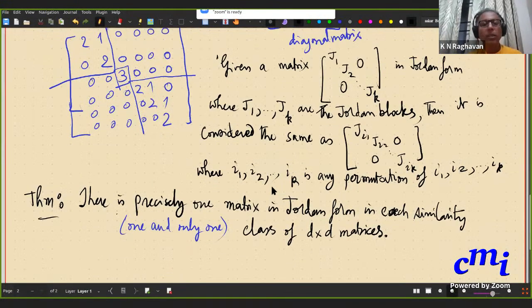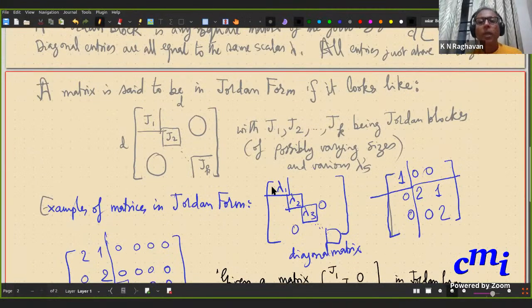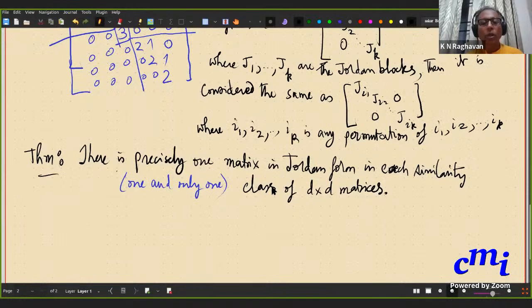The point here is this: I have put this relatively simple condition, namely that the matrix should be in Jordan form. And once I insist that it be in Jordan form, there is precisely one matrix in every similarity class. That is the beauty. So if you can find a condition of this nature that has this property, with precisely one matrix satisfying it in every class, then you are in business. Then you have a theorem.